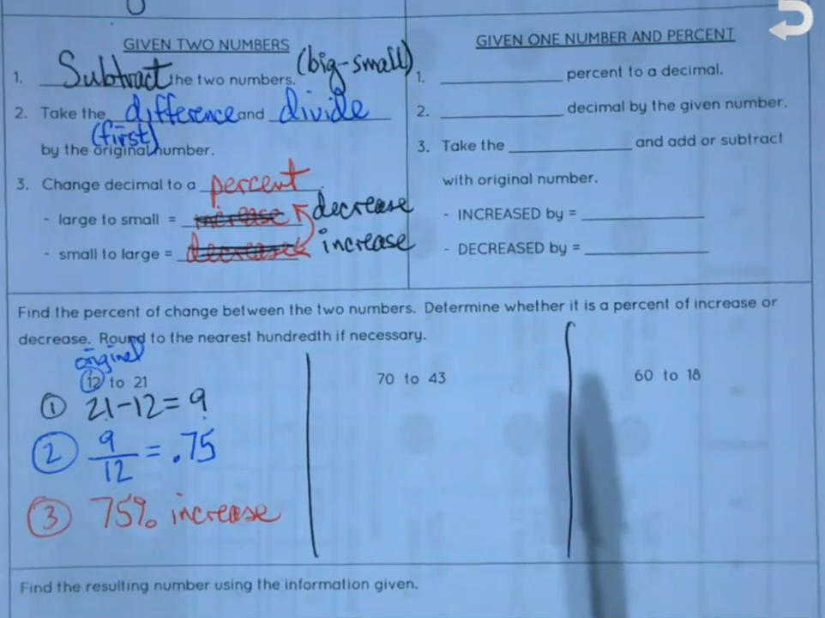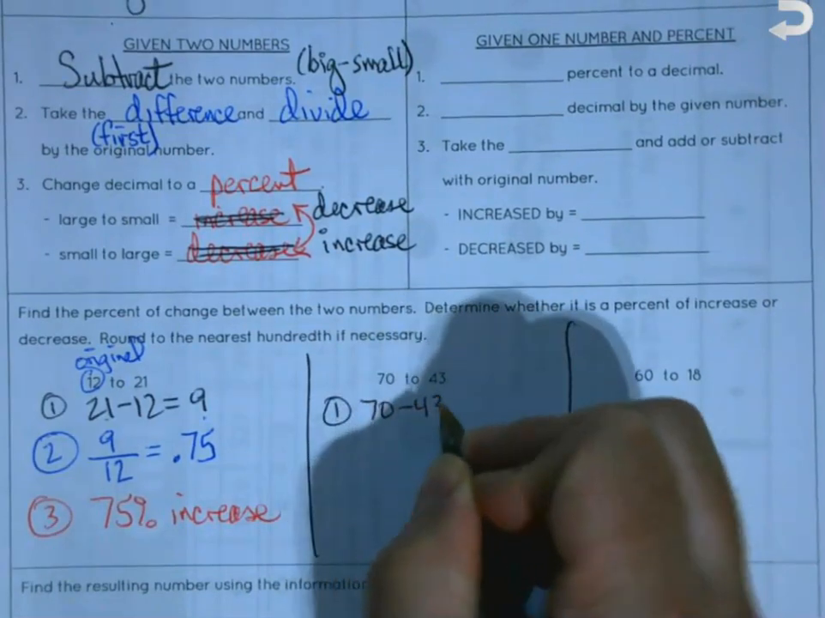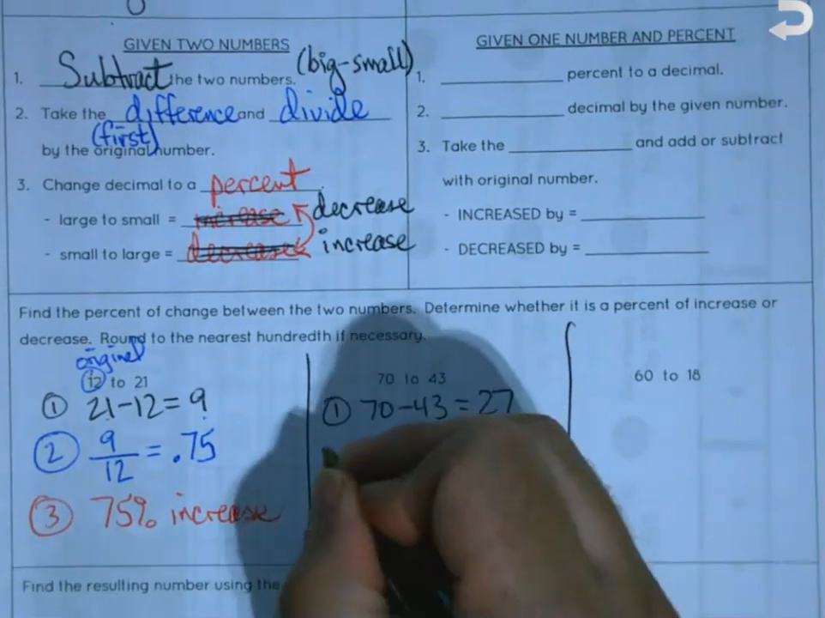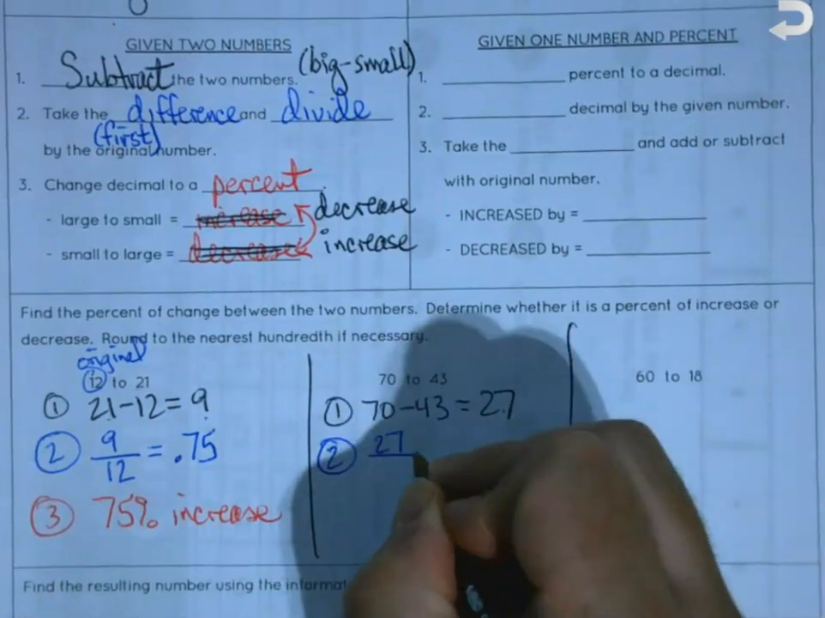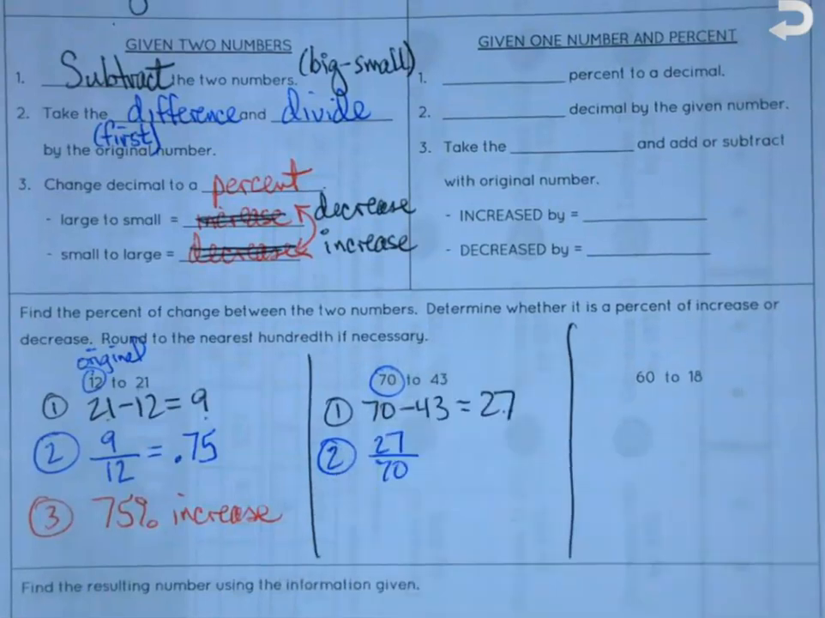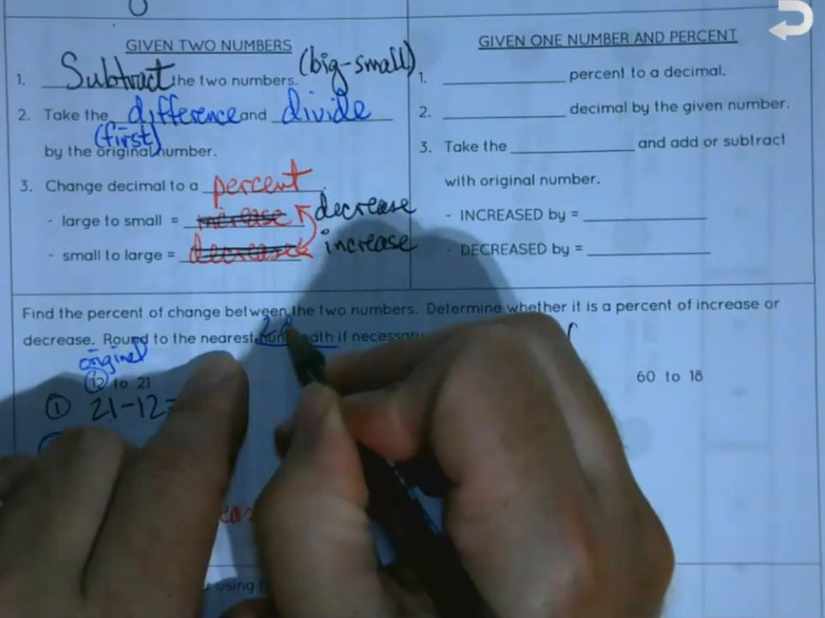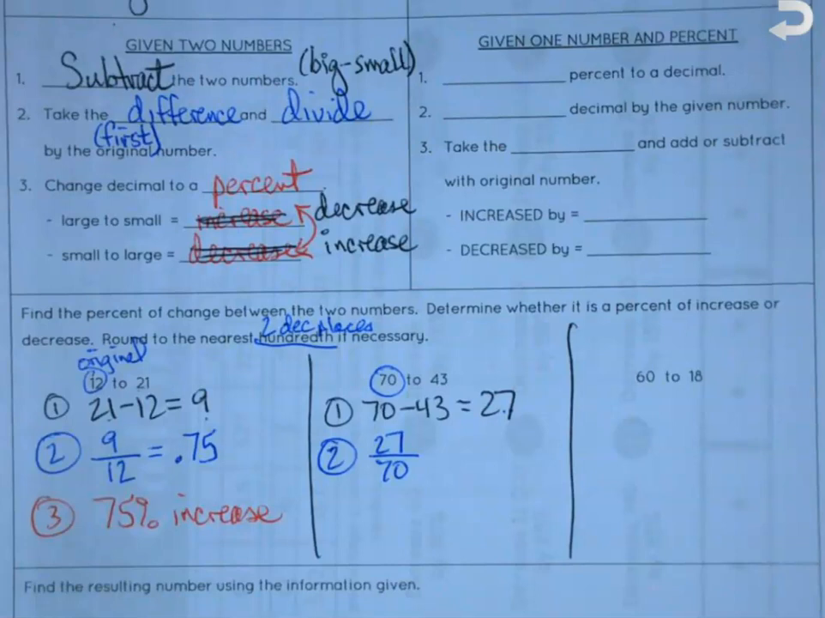So let's check this out again. First, subtract the two numbers, bigger minus smaller. Then take our difference, take our answer from part 1, and divide it by the original number. Now that's going to be the next question people are going to have. They're going to be like, okay, how many decimal points do we go to? Round to the nearest 100th, which is 2 decimal places, if necessary.